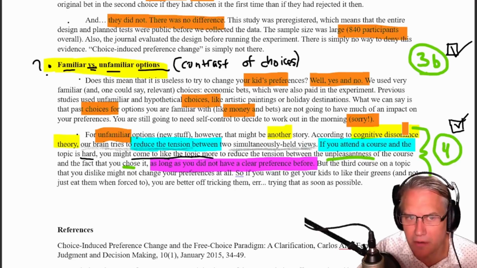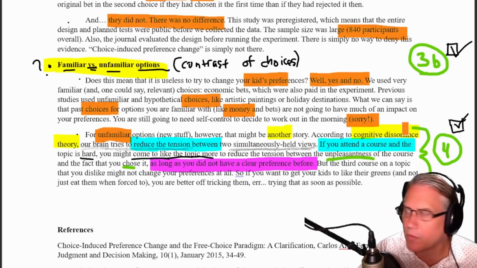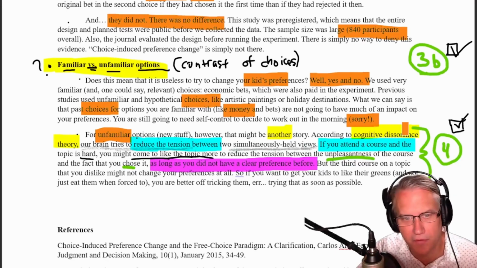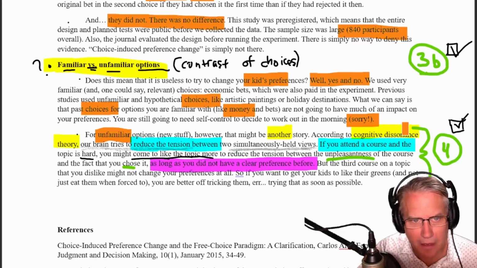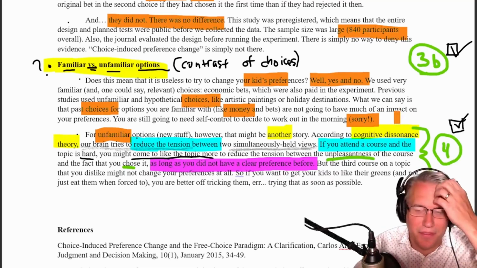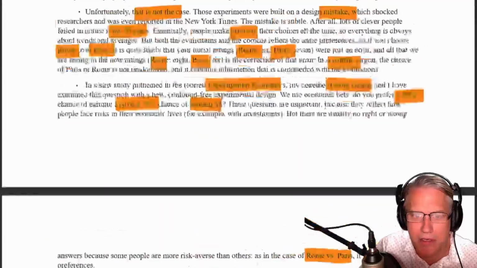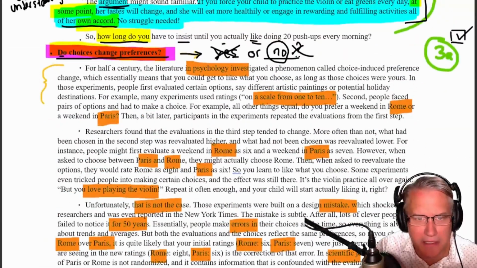No numbers here. So this is part of the conclusion. So we don't have any numbers. I don't see Rome or Italy or Rome and Paris being referred to here. But it's all the same kind of thing. So am I surprised? No, I'm not surprised. It seems to be pretty much what I expected.